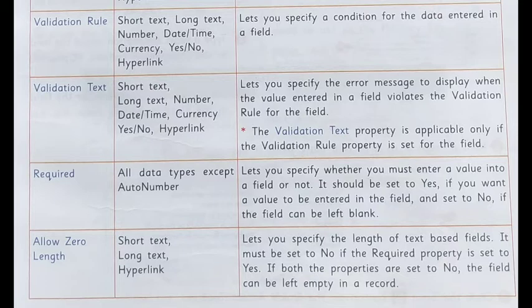Required lets you specify whether you must enter a value into a field or not. It should be set to yes if you want a value to be entered in the field, and set to no if the field can be left blank. Allow Zero Length, for short text, long text, and hyperlink, lets you specify whether a text field can hold an empty string. It must be set to yes if the required property is set to yes. If both the properties are set to no, the field can be left empty in a record.